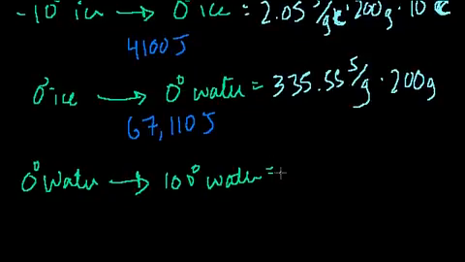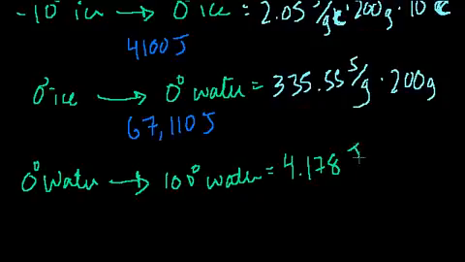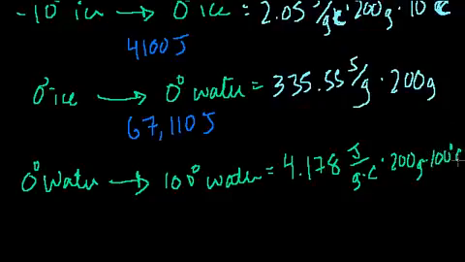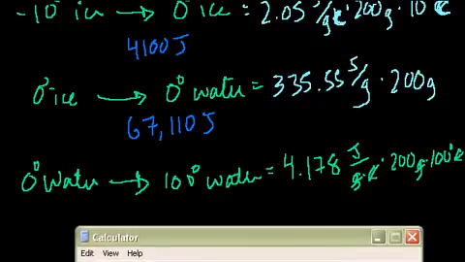For some reason, I'm thinking it's 4.176, but it doesn't matter. Let's say it's 4.178. I might be off a little bit on that number, but that digit's not that significant. Joules per gram Celsius times 200 grams times 100 degrees Celsius. And notice the Celsius and the Celsius cancel out, the grams and the grams cancel out. So we are left with joules, which is what we want. We want to know how much heat or how much energy we're adding to the system.